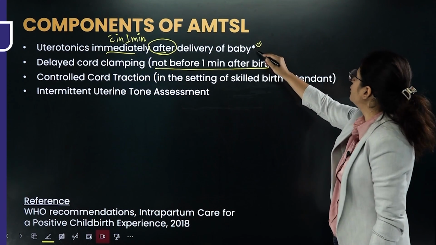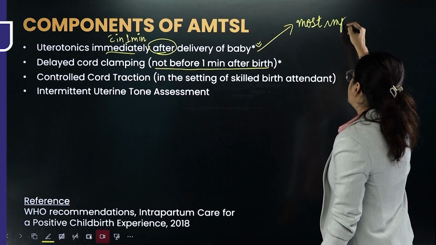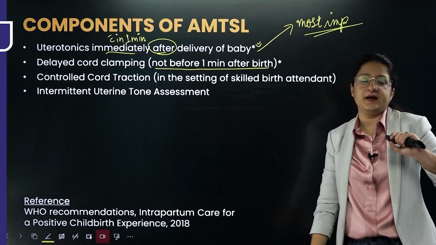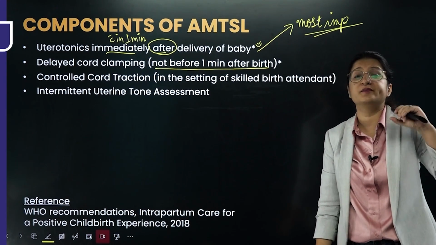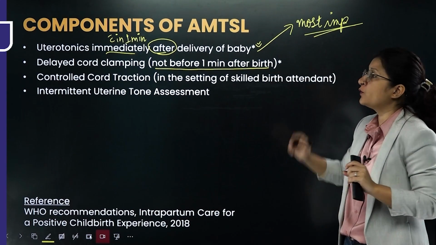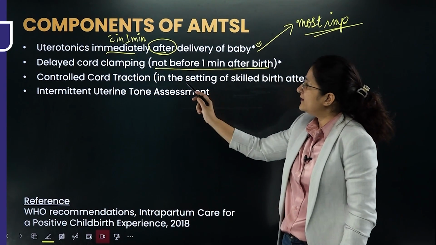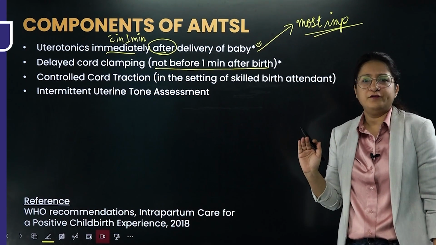Now, the use of uterotonics is the most important component. With this, the risk of PPH decreases by about 50% at least. The risk of blood transfusion decreases by about 50% at least. So, uterotonics, we're going to talk about that in detail. Controlled cord traction actually is the least important of the components.